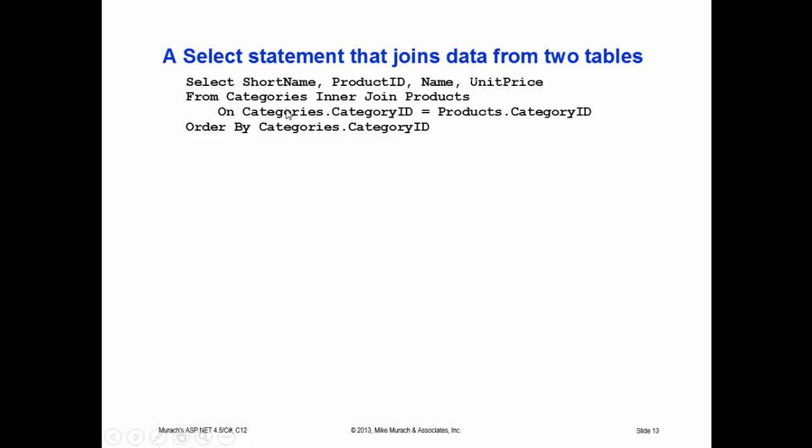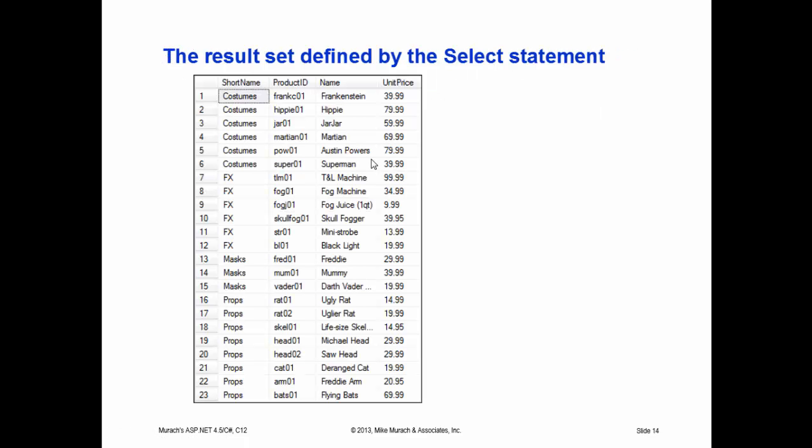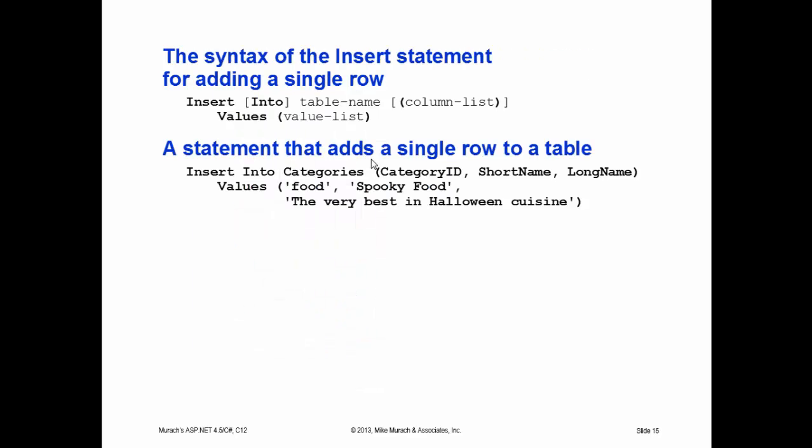This is an example where we're saying we need data from two tables, the products table, but joined to the categories table because we want to show the short name, which comes from the category table, and then the product ID, name, and unit price from the products table. So that's a great example why you would want to join two related tables, because you want to show in sort of a report-like fashion some of the additional information from the related table. And that's an example of that result set from that previous SQL statement.